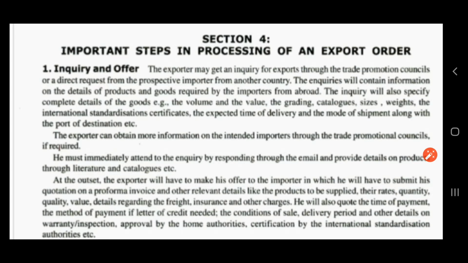Sometimes he may directly request the information required to process or place this order. He may directly get it from the importer or the buyer, those who want to import the product. Directly he can get it from them, or maybe through the trade promotional councils. These trade promotion councils actually play a very key role in exports and imports.